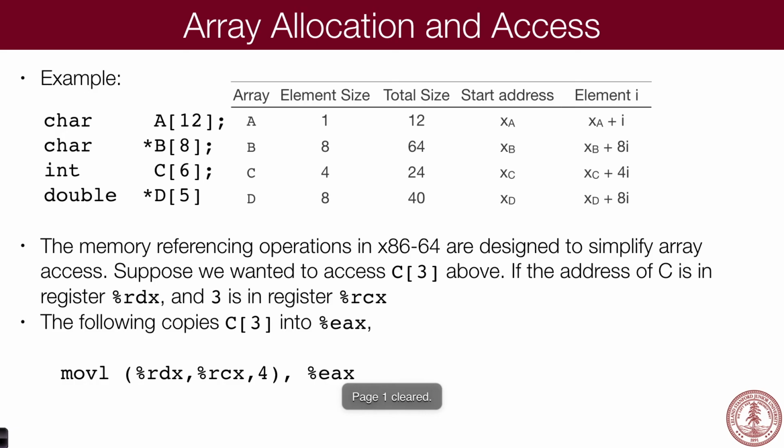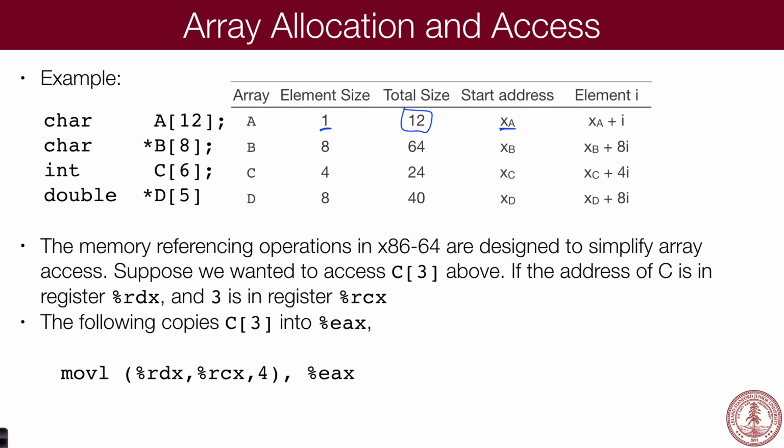All right. Here's how it actually looks when you break it out a little bit. So let's take some examples. Char A[12]. Well, each char is 1 byte long. Okay? So a total of 12 bytes. And we're going to just call the starting address x sub a. And then element i is just xa plus i away from it, because each one is 1 byte away. All right, so far so good.